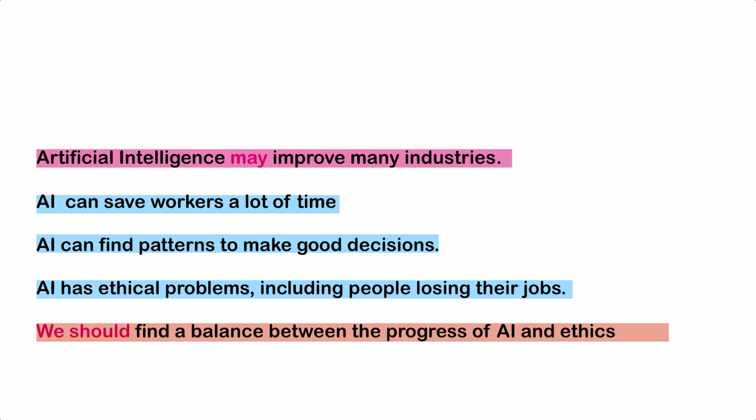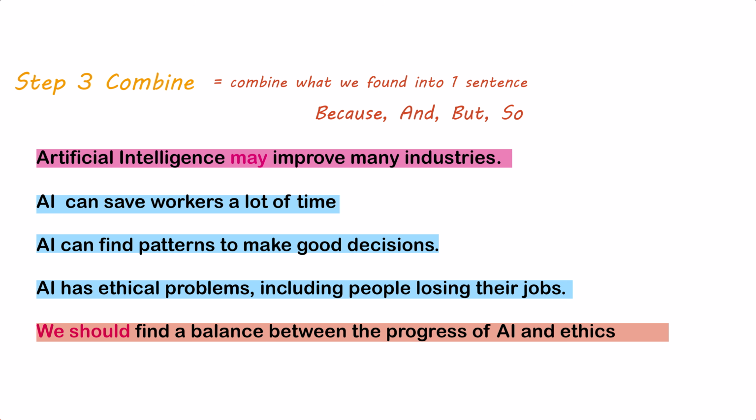Now, step 3, combine. Combine means to combine what we found into one sentence. The simplest way to do this is generally to use these connecting words: because, and, but, and so. So start by linking the main idea with the first connecting idea. Often you can use because for this. So does because fit? Yes, so let's use because.